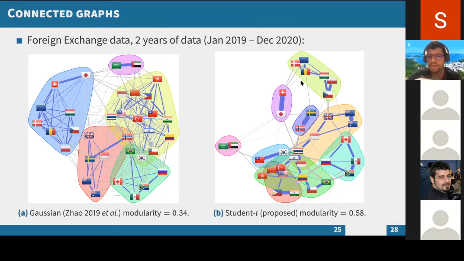Whereas the student T case is much cleaner, I would say. Things make a lot more sense. I can clearly see, for example, the connection here between, I guess this is Taiwan and South Korea, Sweden and Norway and so on, Australia and New Zealand again. So we can easily conclude that the student T graph, even though the optimization problem is a lot more complicated to solve, is at the end of the day a better estimation of the network.